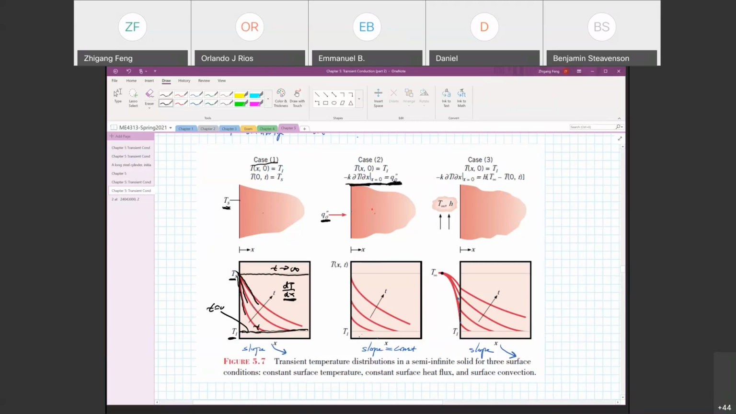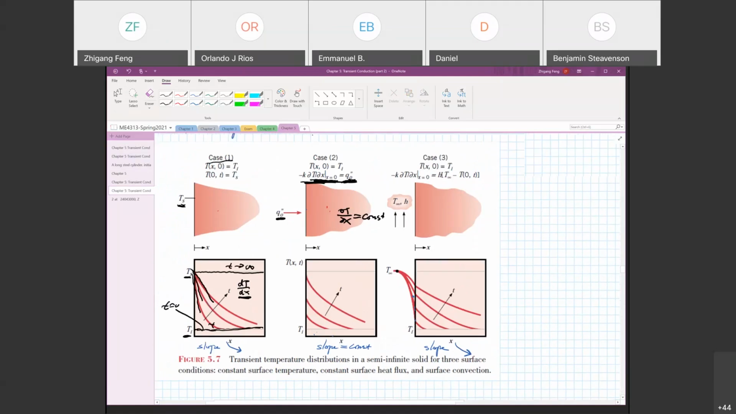q double prime is constant. k, the thermal conductivity, is constant. So it requires the temperature gradient, partial T over partial x, to be constant. So that's why you see the slope has to be the same. It has to maintain the same slope. Okay, so that's the boundary condition of a constant heat flux.